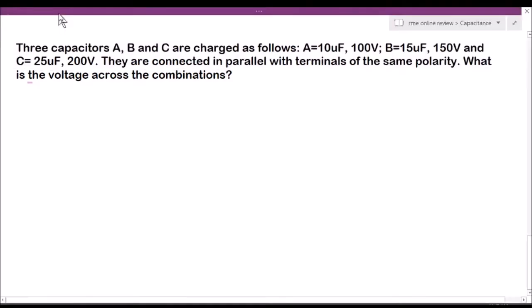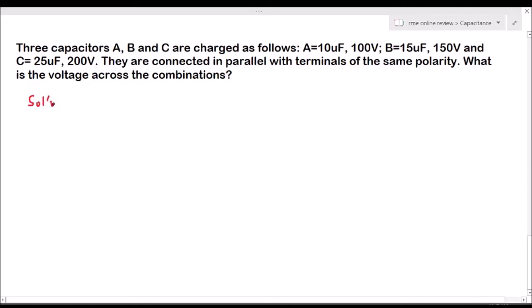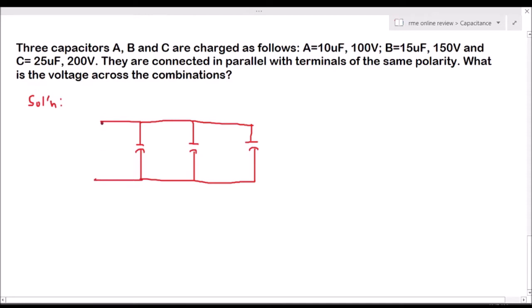Okay, so we have our solution. We have three capacitors connected in parallel. We have now three capacitors, so we'll connect these three in parallel. Okay, so we are going to solve for the voltage across this one, so this will be our unknown. This will be our E.